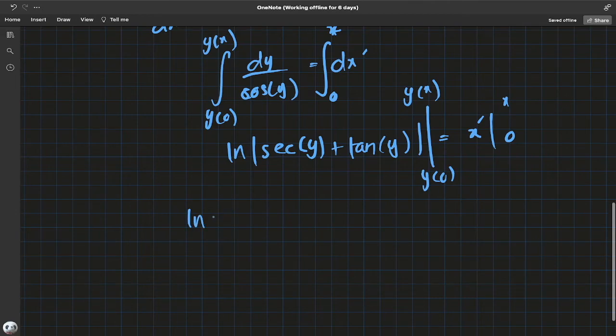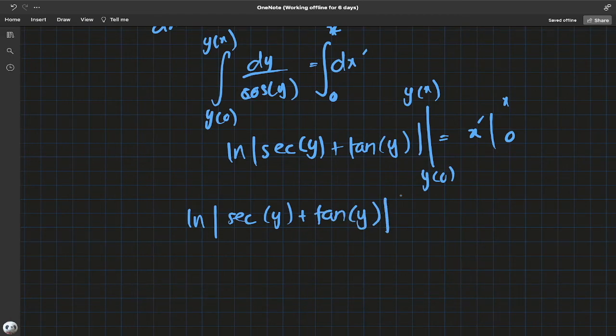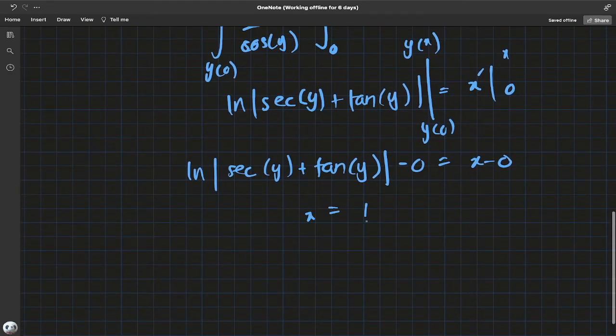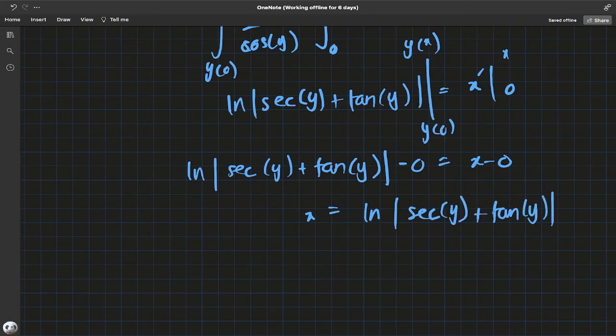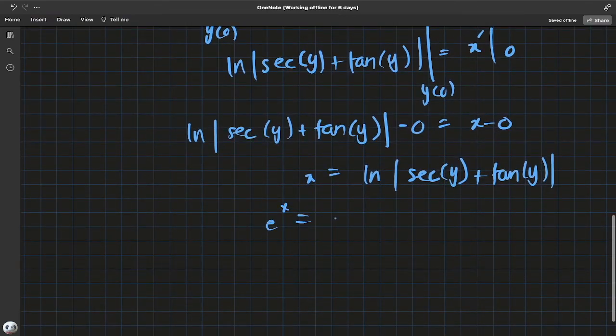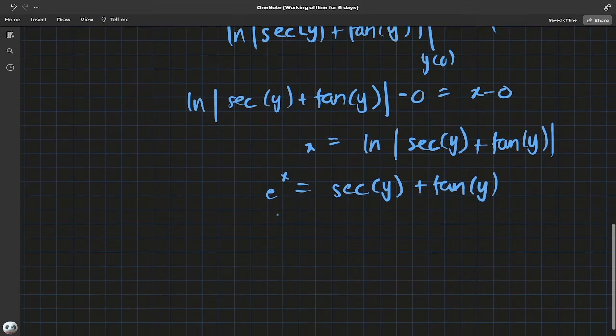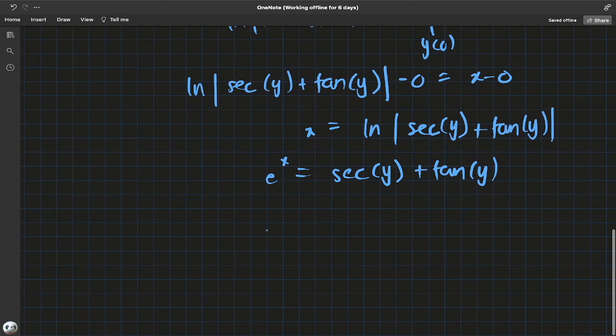So this is natural log of secant of y plus tangent of y, minus, well, secant of 0 is 1, tangent of 0 is 0, so natural log of 1, which is 0, and we have x minus 0. So x is natural log of secant of y plus tangent of y, so we have e raised to x is secant of y plus tangent of y. You can get rid of the absolute value because an exponential is always positive.